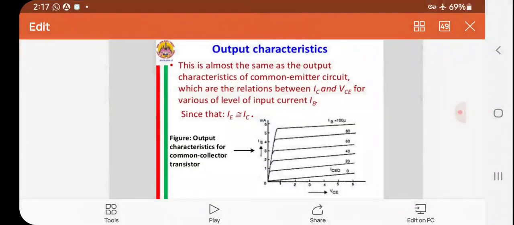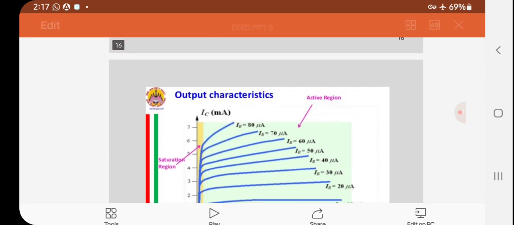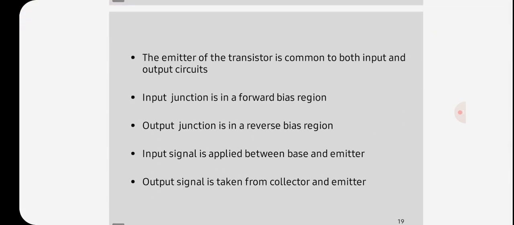So this is about common emitter configuration, input and output characteristics. The emitter of the transistor is common to both input and output circuits. The input junction is in a forward bias region and output junction is in reverse bias region. So input signal is applied between base and emitter. The output signal is taken from collector and emitter.